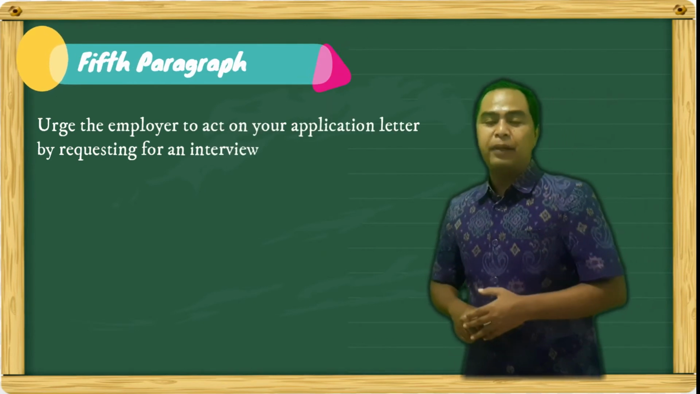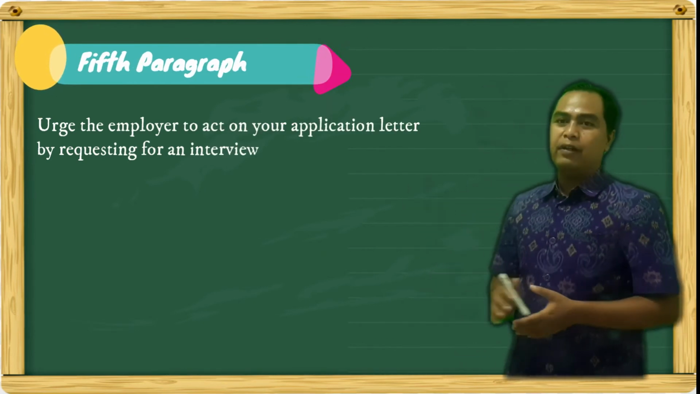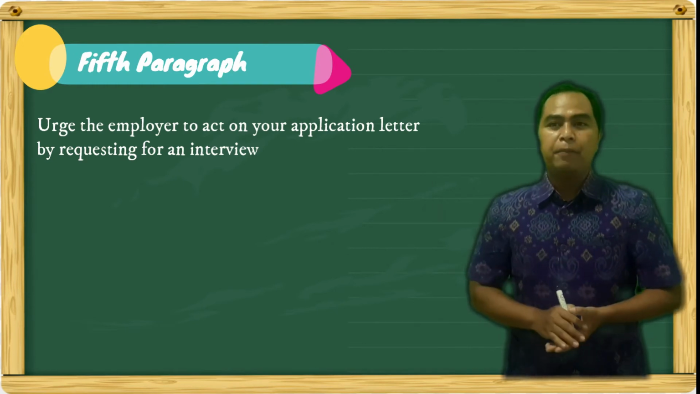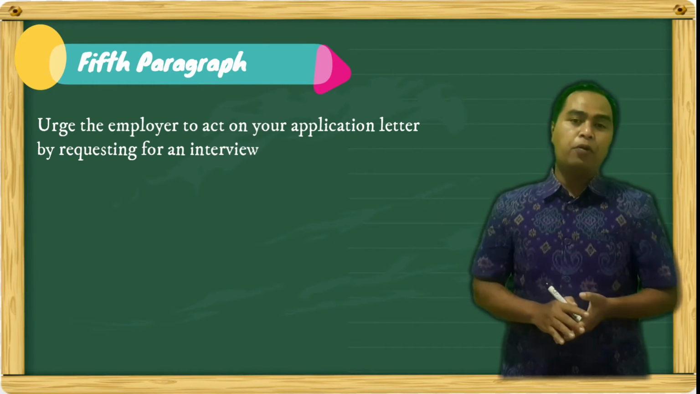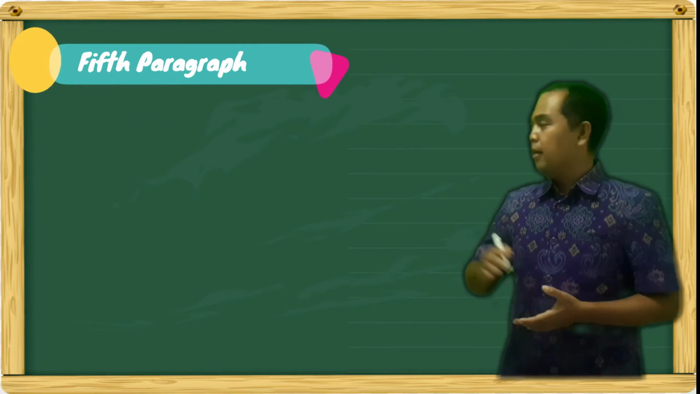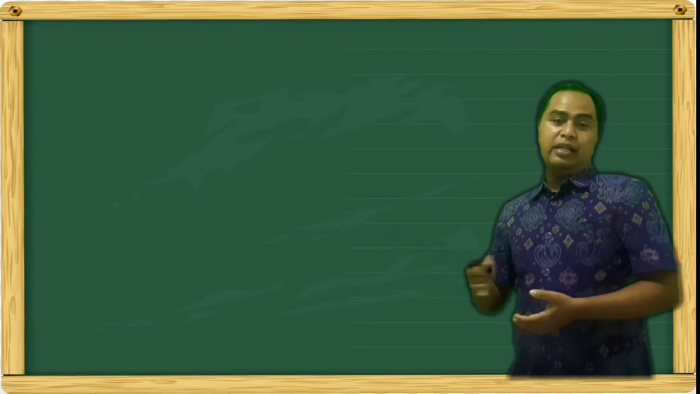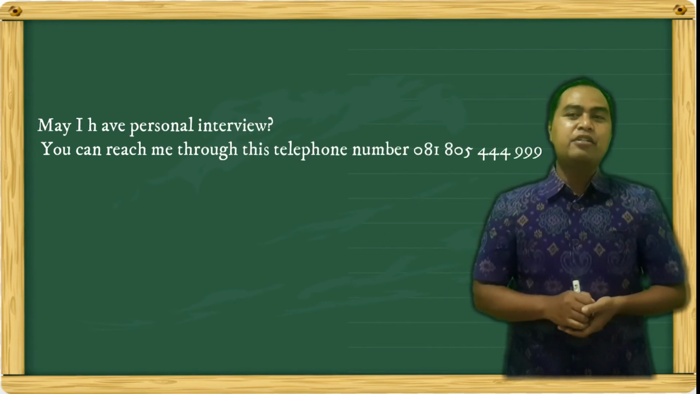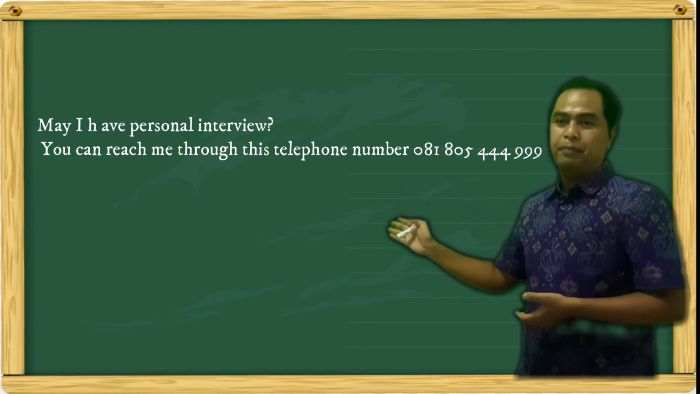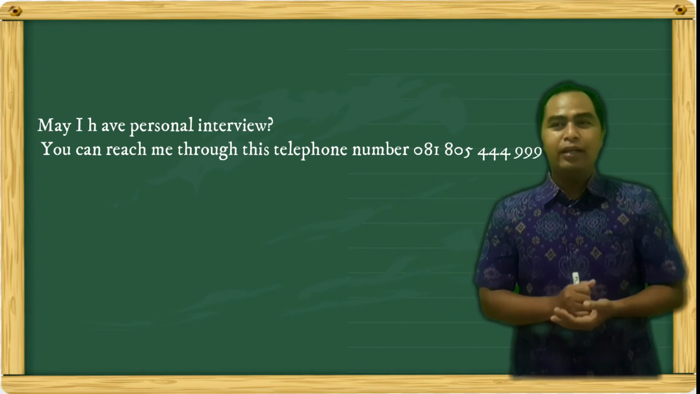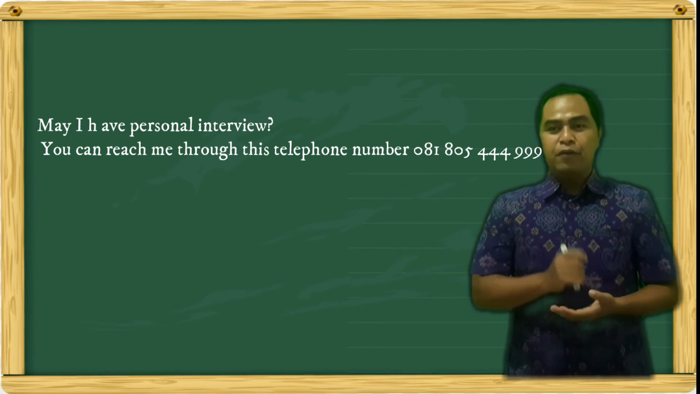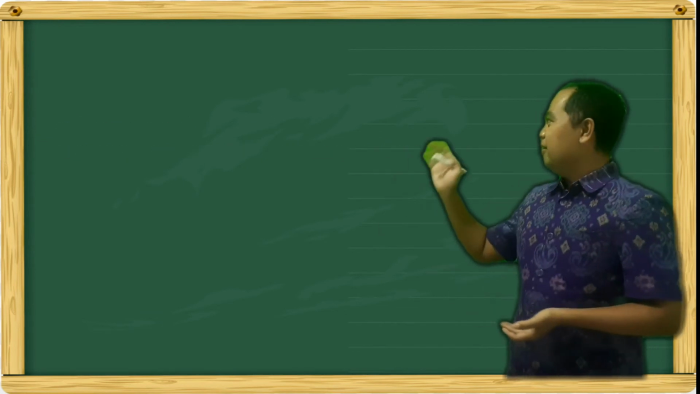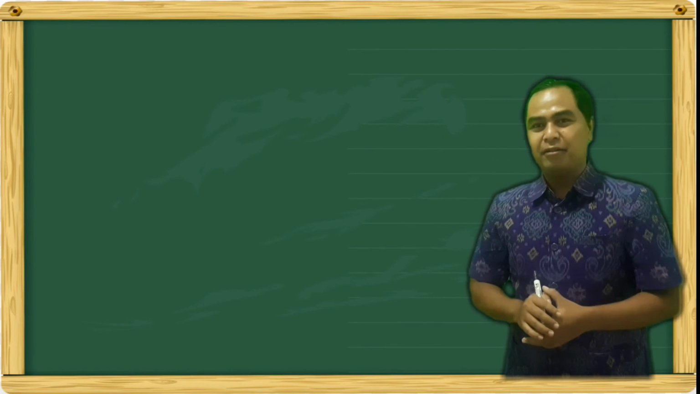And the last paragraph is the fifth paragraph. You should urge your employer to act on your application letter by requesting an interview. Here is the example: May I have a personal interview? You can reach me through this telephone number, 081 805 444 999. That's the body of the letter.